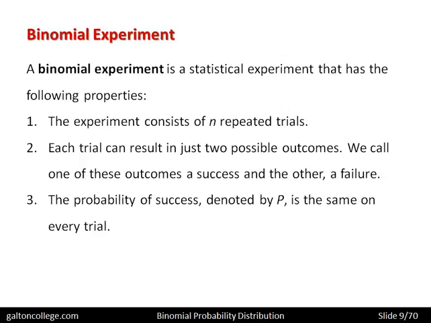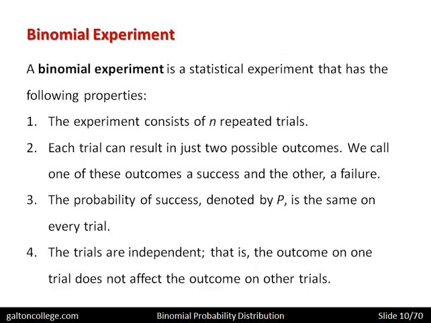The probability of success is denoted by P, and it's the same for every trial. The probability remains the same. If we perform the experiment now and again in an hour's time, the probability remains the same. The trials are independent. That is, the outcome of one trial does not affect the outcome of other trials.